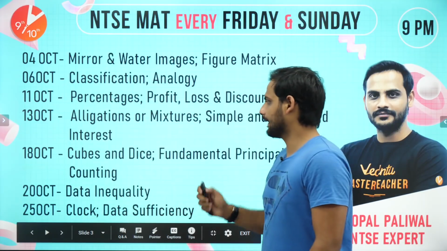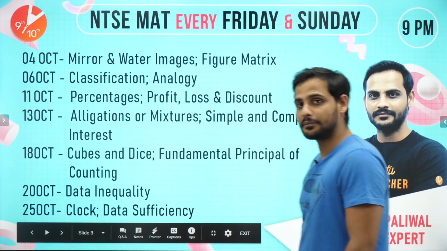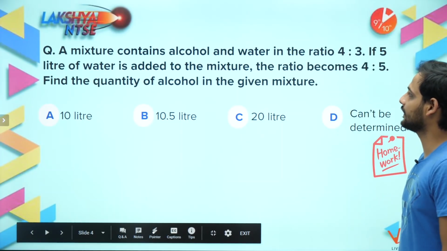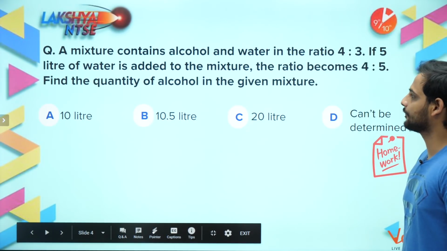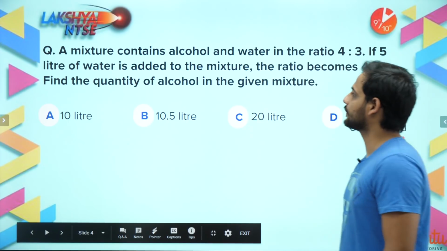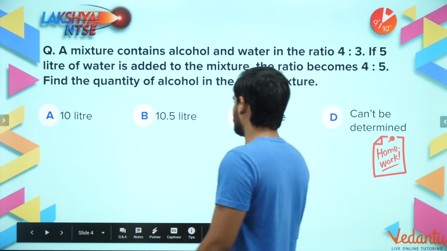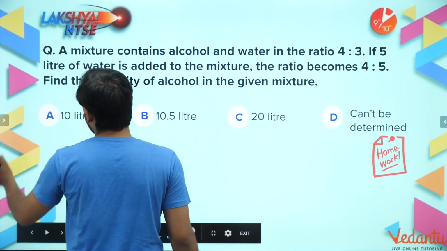Okay bachcho, chalo let's move ahead. But before moving ahead, let me show you the previous class. I have given you one homework: a mixture contains alcohol and water in the ratio 4:3. If 5 liters of water is added to the mixture, the ratio becomes 4:5. Find the quantity of alcohol in the given mixture.